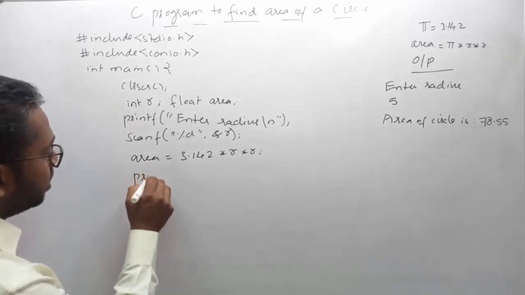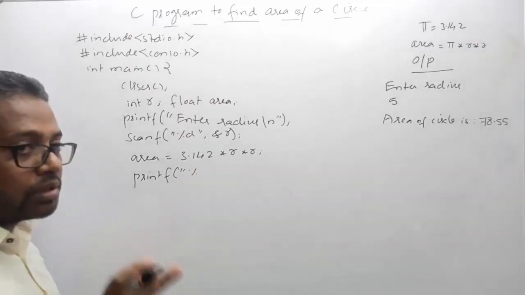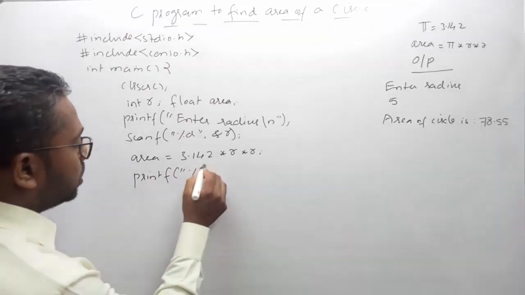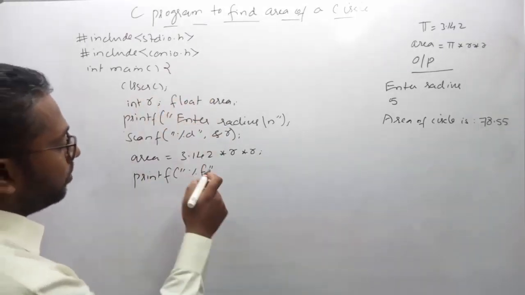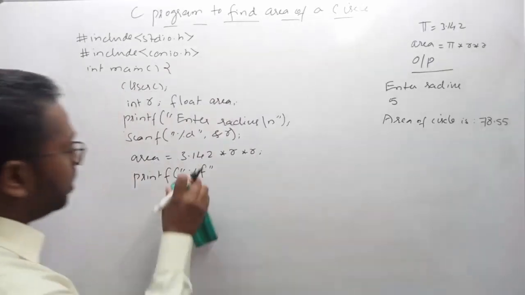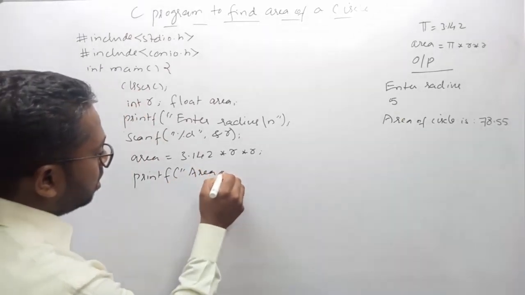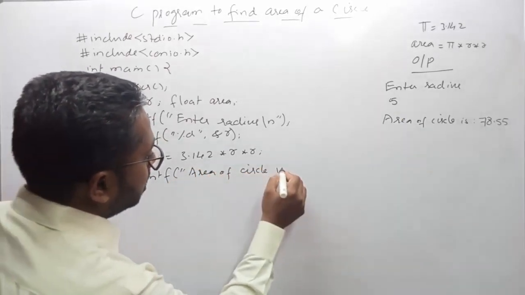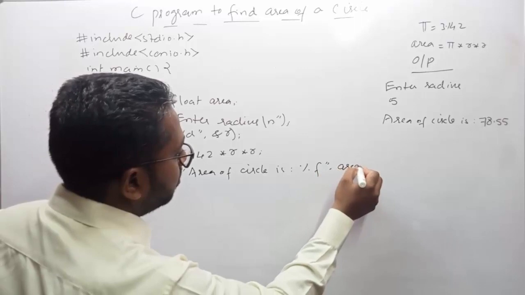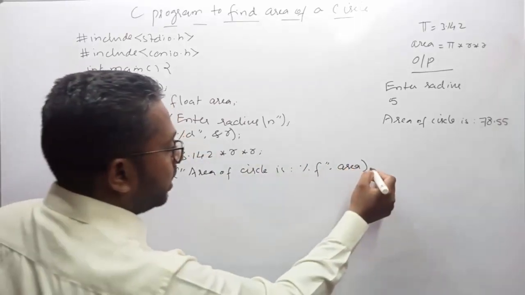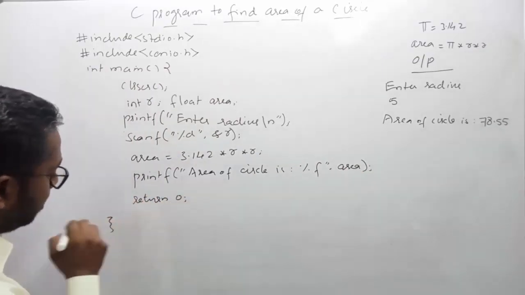Now I need to print this area, printf. Now which format specifier must we use? We must use %f, because this area is of type float. Now let me write the output in this manner. Area of circle is %f, and then we need to pass the variable area. Then return 0, and then close the bracket.